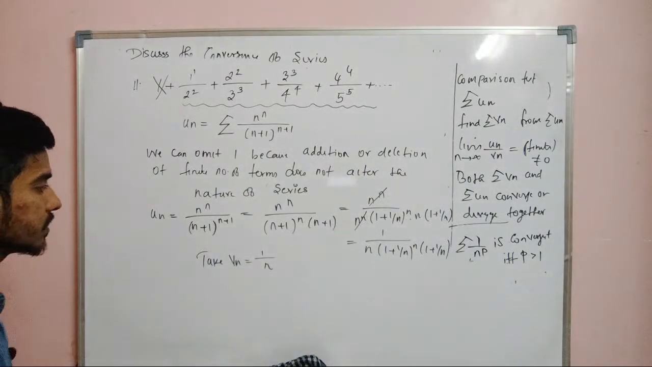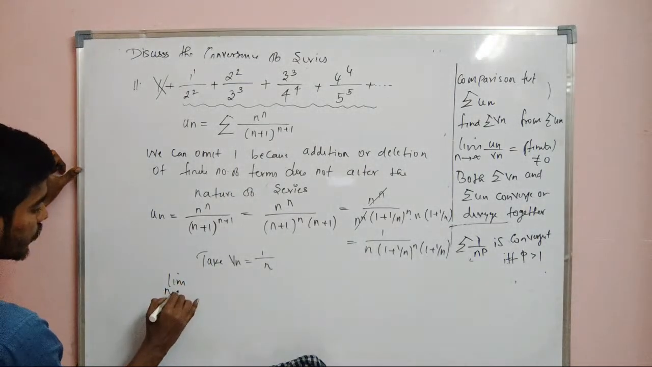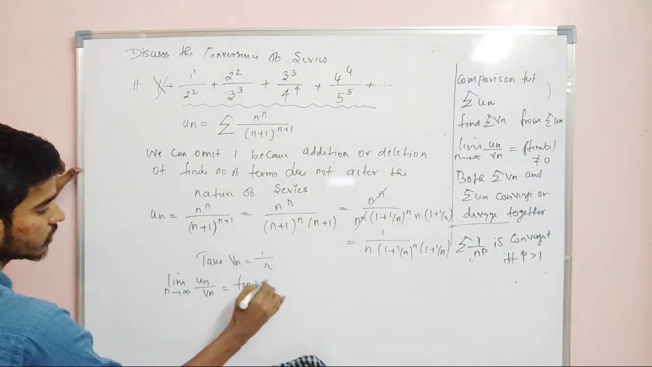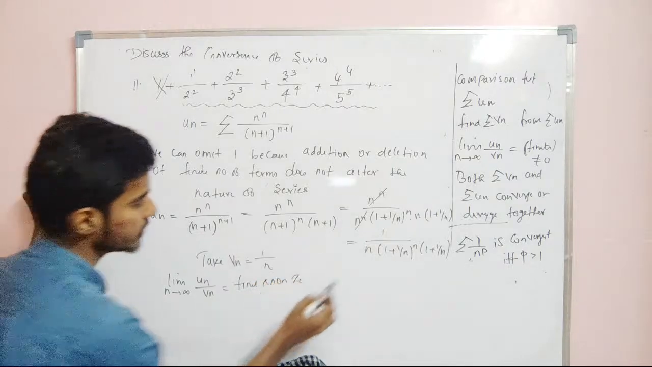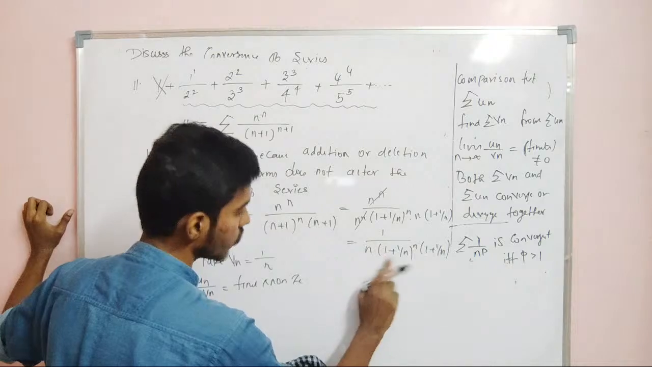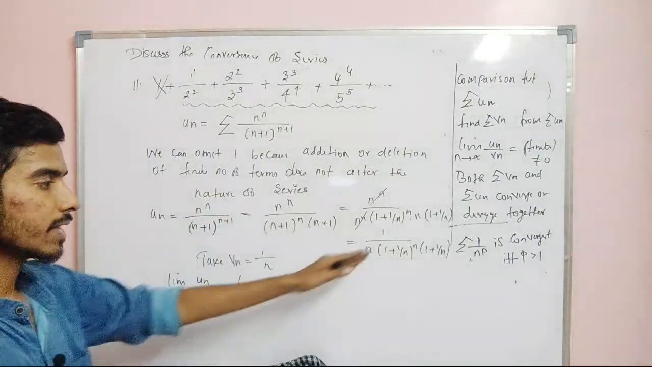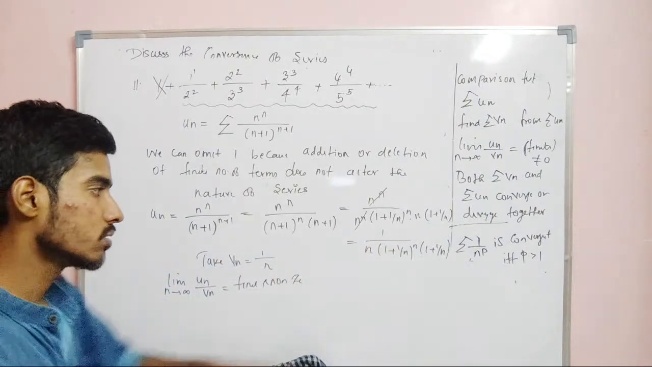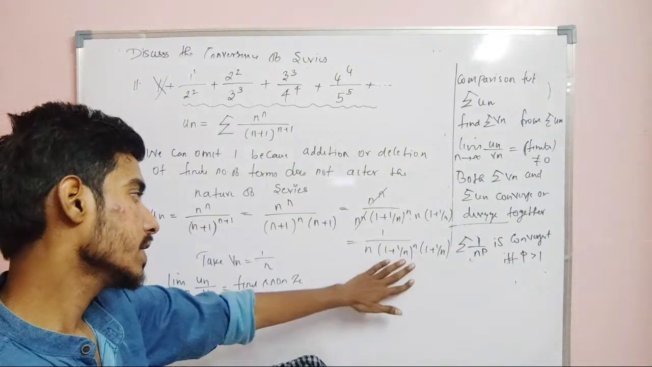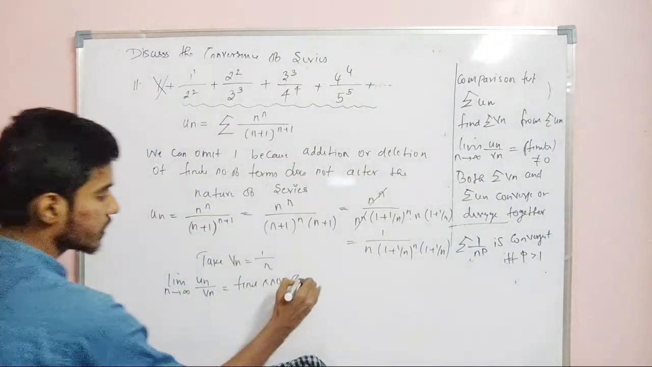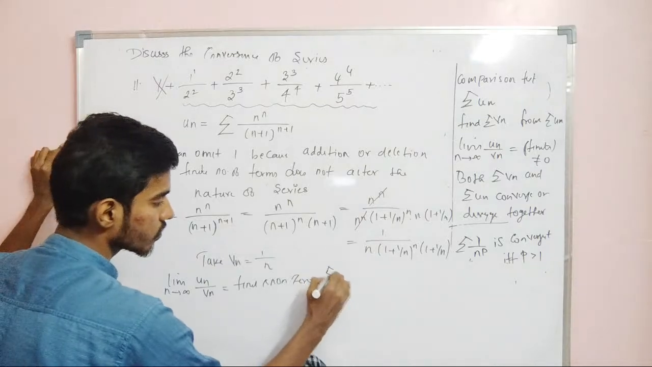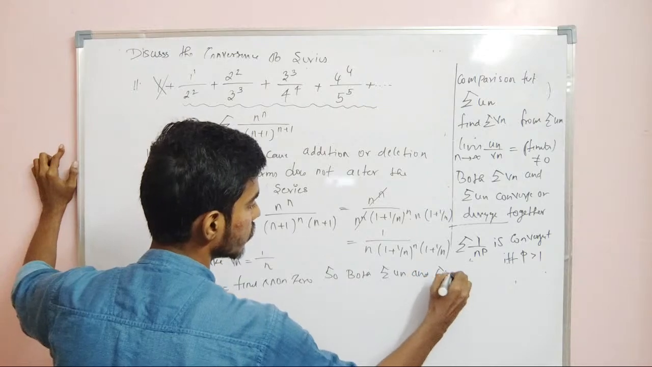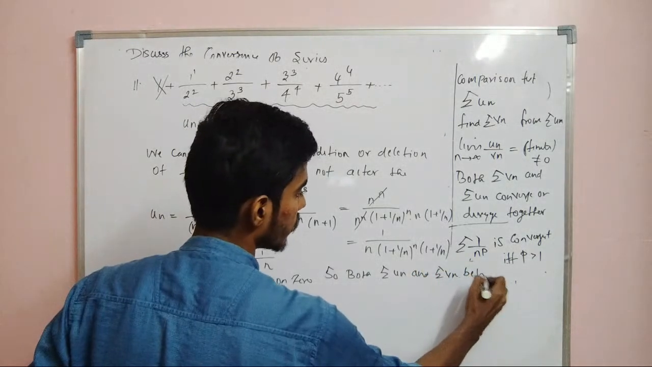Now you find limit n tends to infinity un by Vn. So you will get finite and non-zero term. Finite and non-zero, because you can see this 1 by n will get cancelled. So here you will have 1 plus 0. The answer will be 1 by 1 power n plus 0 into 1. So this limit will be equal to 1, which is finite and non-zero. So both un and Vn behave alike by comparison test.